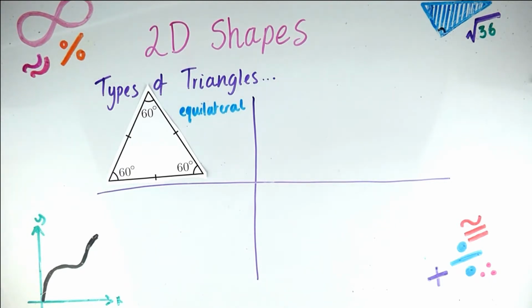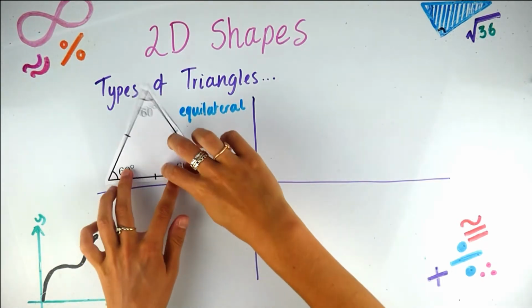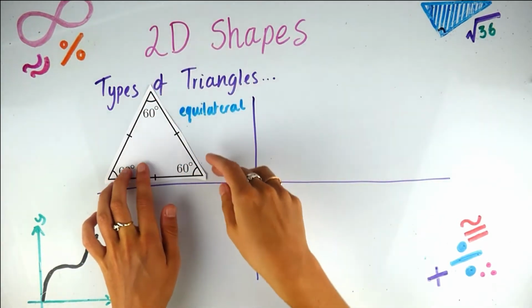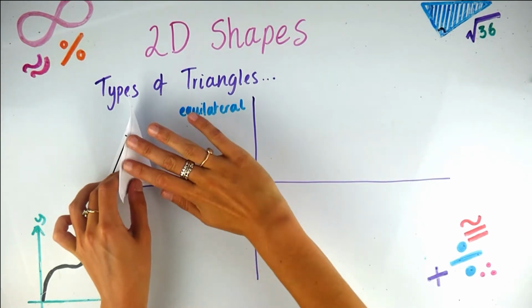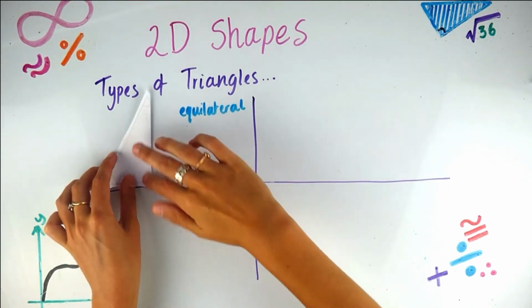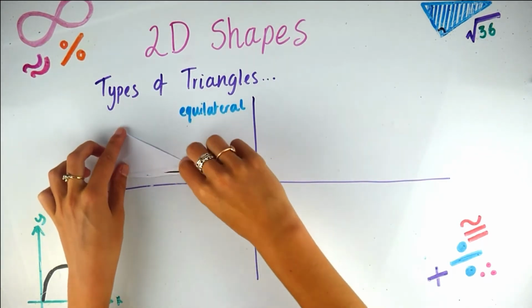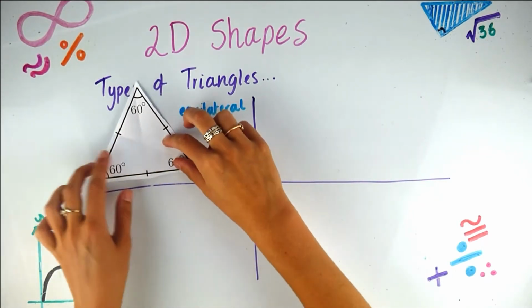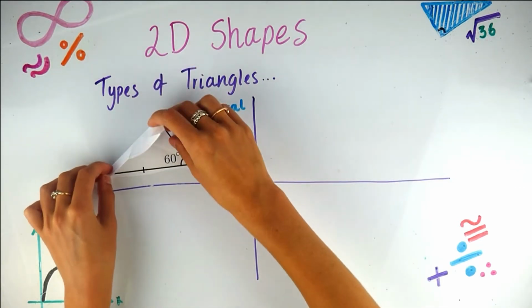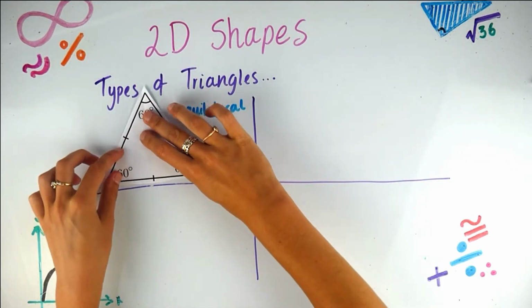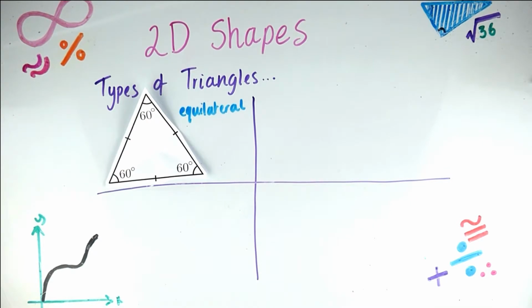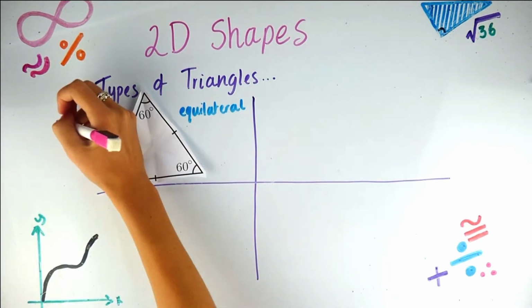angles of 60 degrees, and if we think about this, it's going to have a line of symmetry here, because I could fold it there and get the same shape. It also has one here, because I could fold that and get the same shape, and it also has one here, because I could fold that and get the shape. So that means it has 3 lines of symmetry and rotational symmetry order 3.